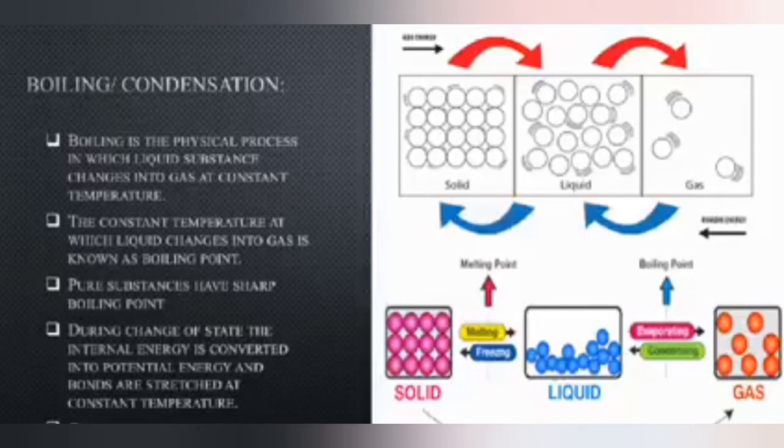And during the change of state of heat absorbing processes, the bonds are broken, and when the bonds are broken, there is an increase in the potential energy, and when there is an increase in the potential energy, the temperature stays constant because temperature does not depend upon the potential energy. जबकि heat evolving processes में क्या होता है, heat evolving processes में ये होता है कि the heat energy is given out, there is decrease in the internal energy, there is decrease in the kinetic energy, and when there is decrease in the kinetic energy, there is decrease in temperature.